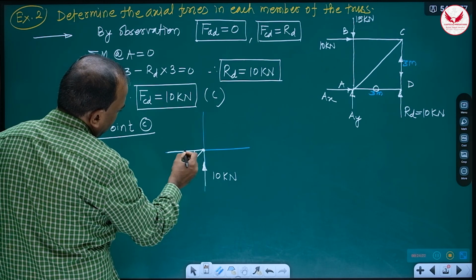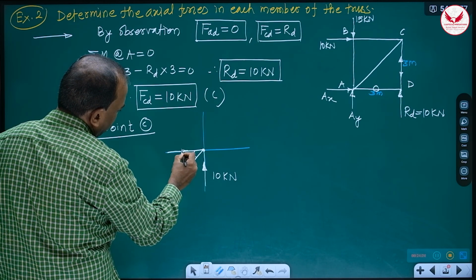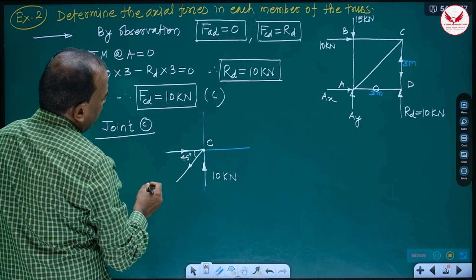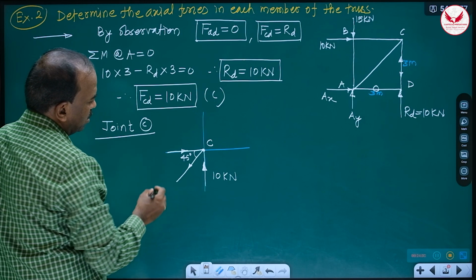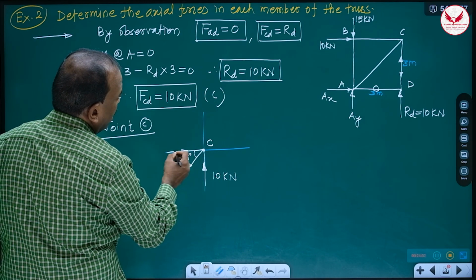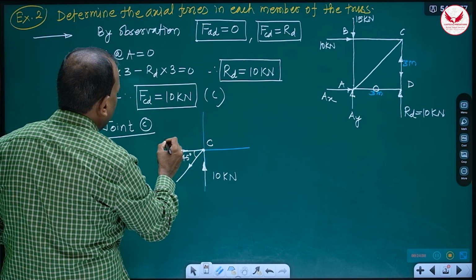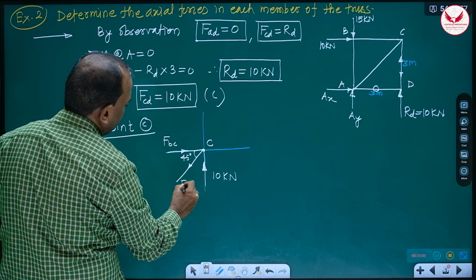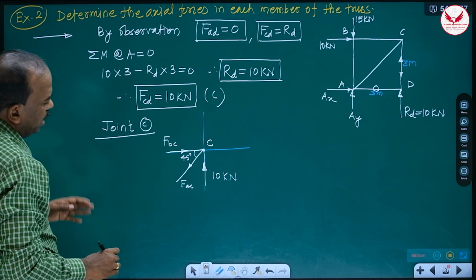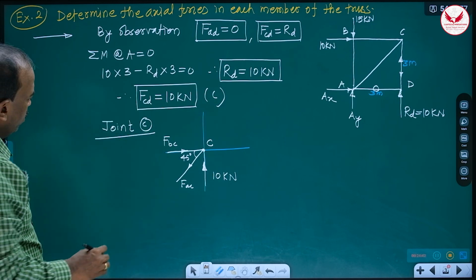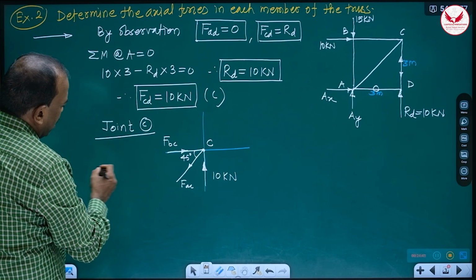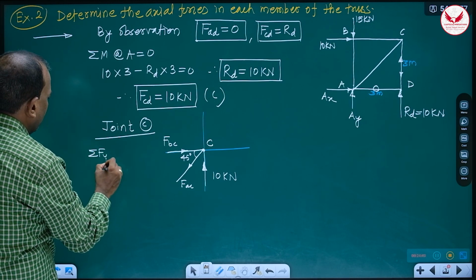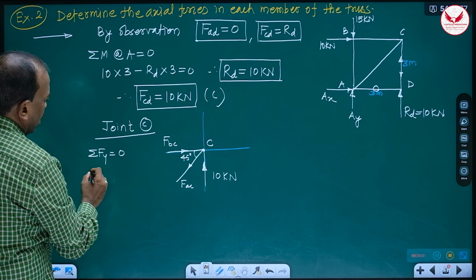It is towards left, then it should be towards right. Means easily we can get the correct directions. So this is 10 kilonewton, this horizontal member is FBC and this inclined member is FAC. Again the procedure is same. Two unknowns, use equilibrium conditions of concurrent forces, summation Fy first, because one unknown is horizontal.